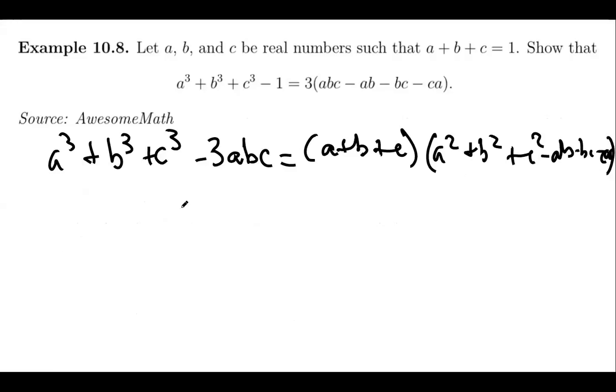Okay. So immediately we know that a plus b plus c equals 1. So we can get rid of this because the product will just be this. Next.